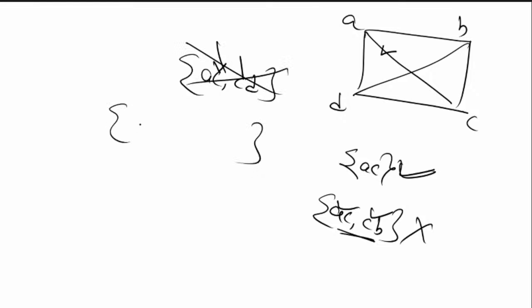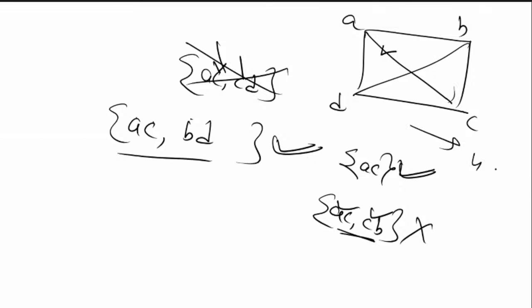You can very easily see that AC, BD is a matching. You can see they are not sharing any common endpoint. Here we have A, C as the endpoints, and here B, D as the endpoints. So this is a matching. In this complete graph, you can very easily see, this is a complete graph on 4 vertices.